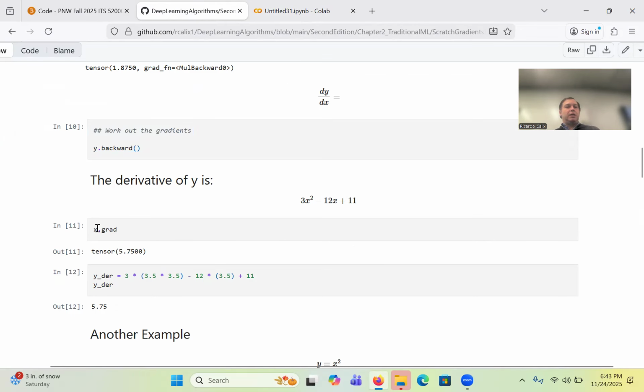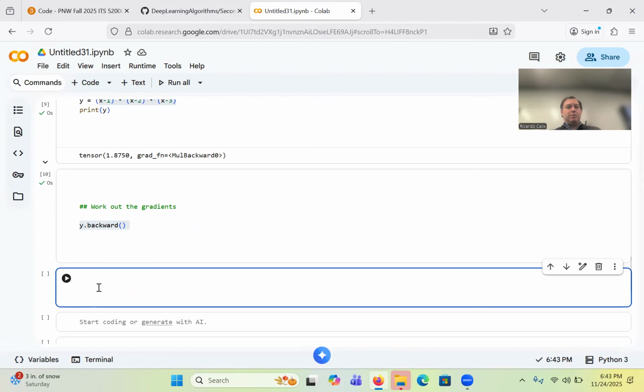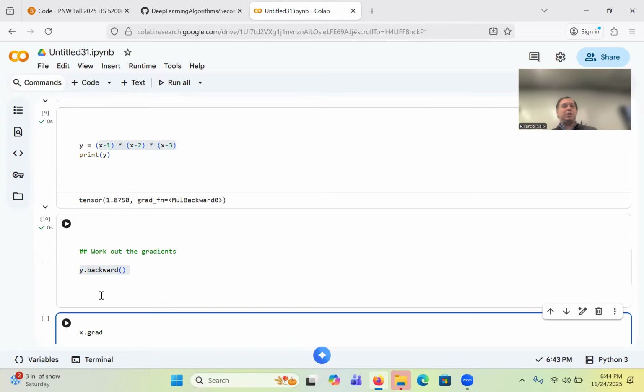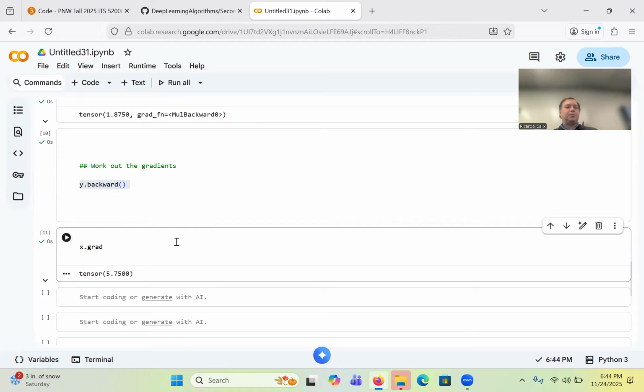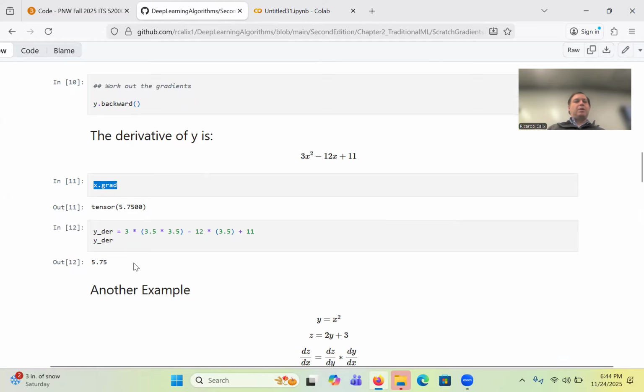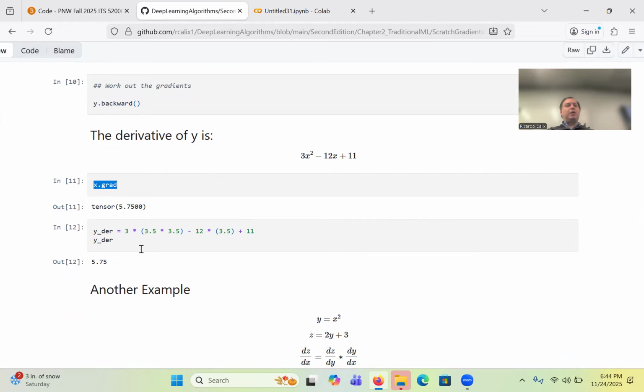So if we run, x is the thing that we took the derivative of, right? So if we printed x dot grad, not x, but x dot grad. You guys see the difference? So x is still whatever, 3.5. But with respect to this equation, the value is now 5.75. So how do we calculate that? We run the original x through the derivative of the original function to get the value 5.75.